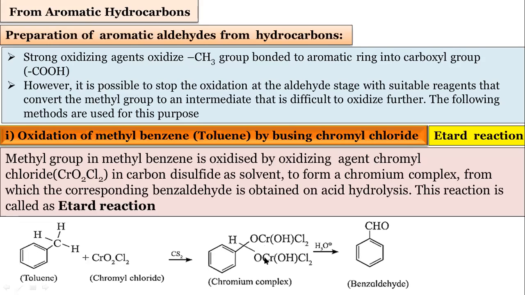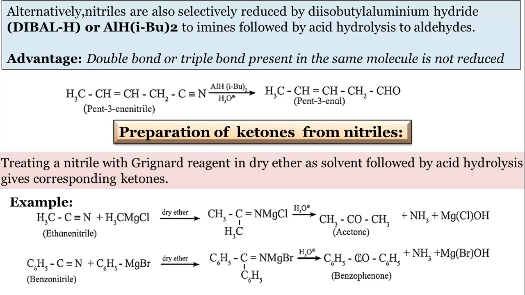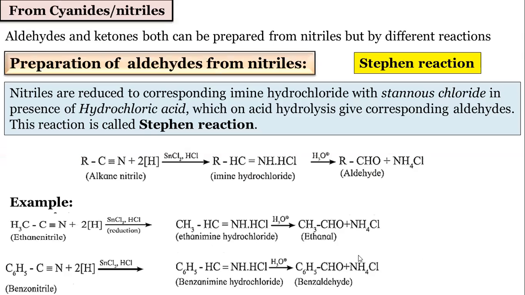OCrOHCl2. This complex is again hydrolyzed in presence of acid. It is called acidic hydrolysis. H3O plus. Always remember H3O plus means it is hydrolysis by using acid. We get here benzaldehyde. So this reaction is discovered by the scientist Etard. So Etard reaction, toluene to benzaldehyde. Toluene to benzaldehyde, it is Etard reaction. Then nitrile to benzaldehyde, it is a Stephen reaction.